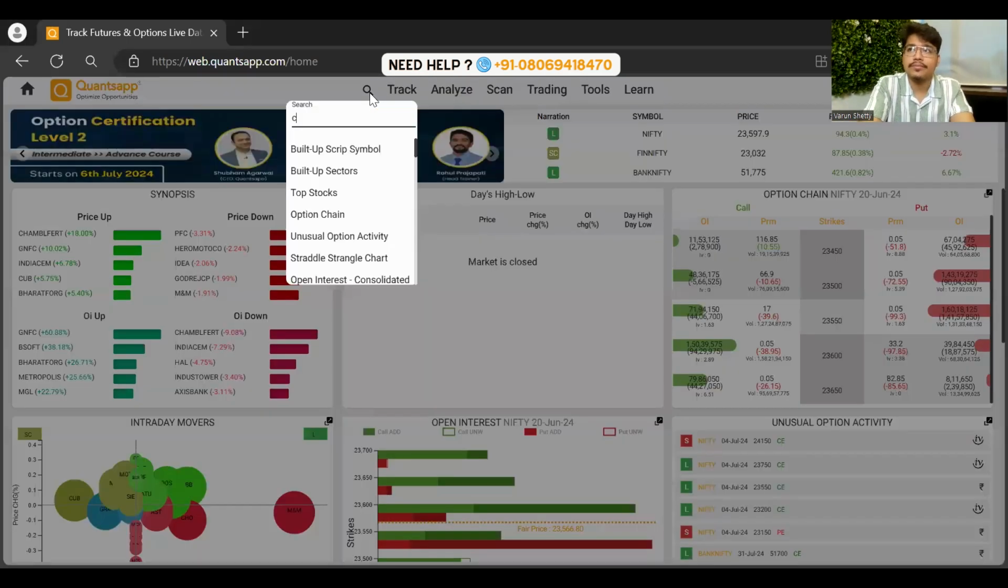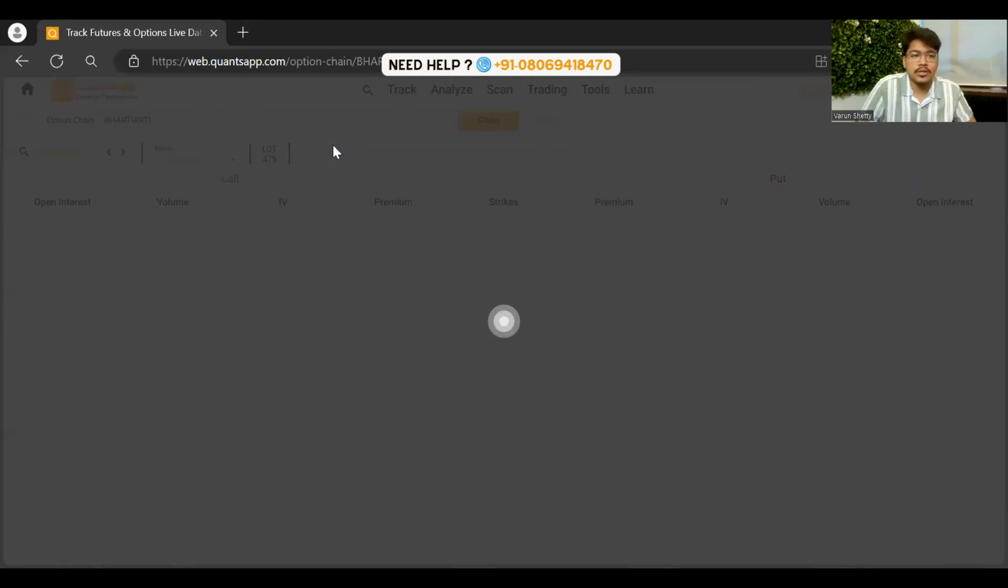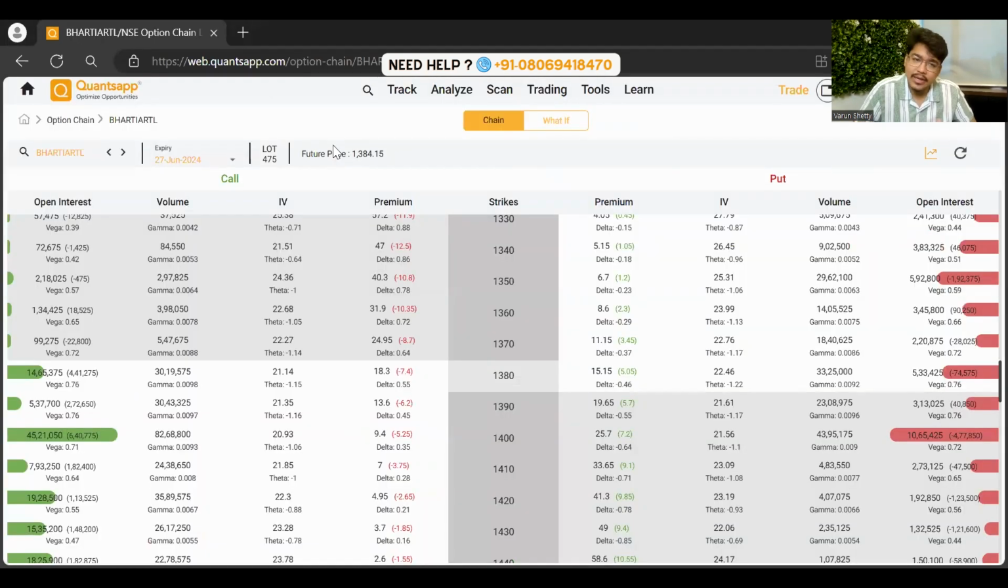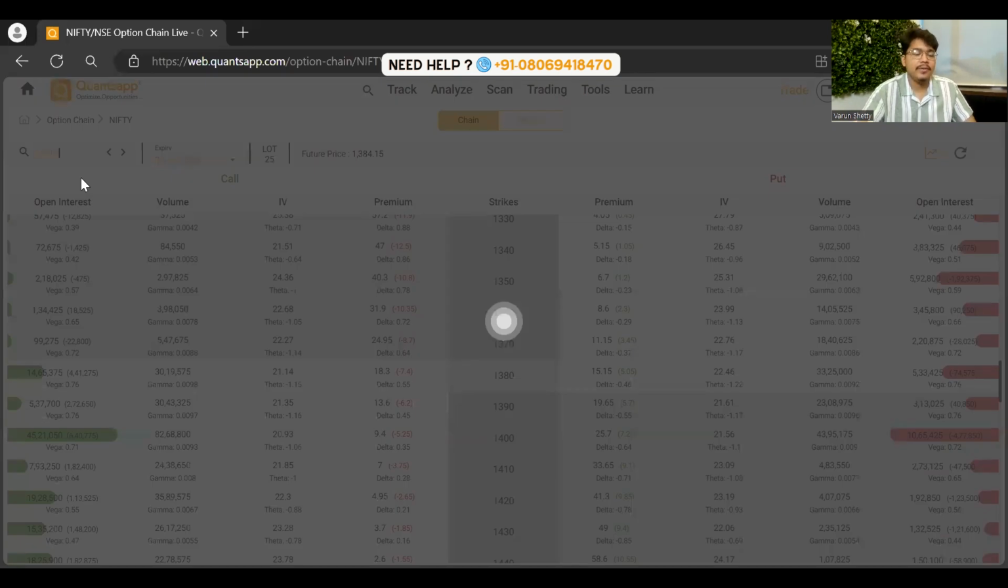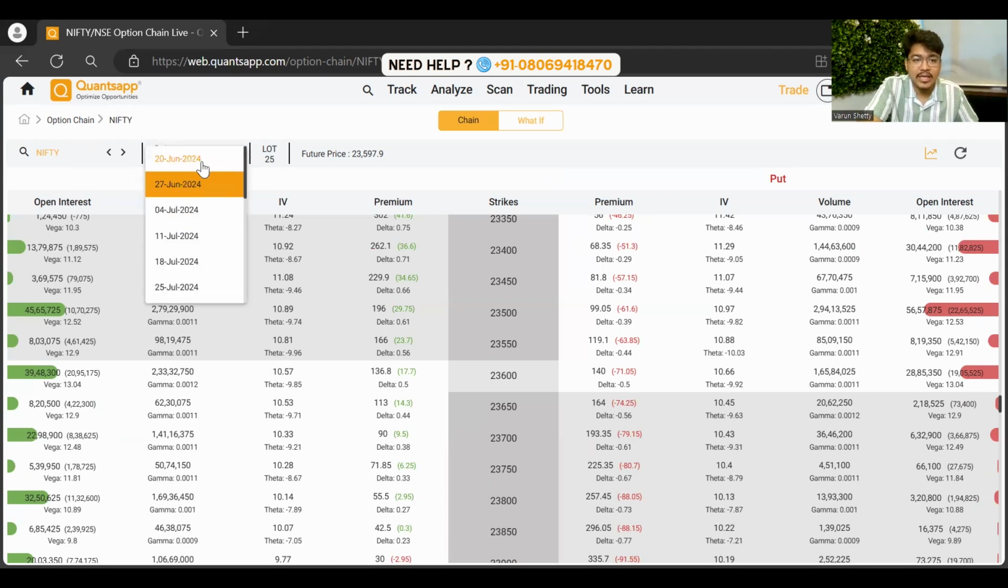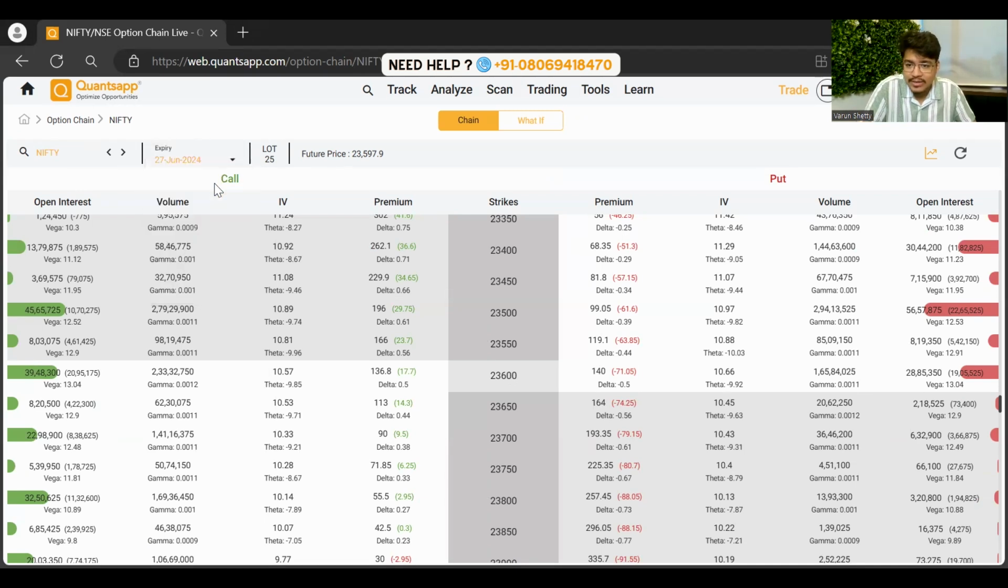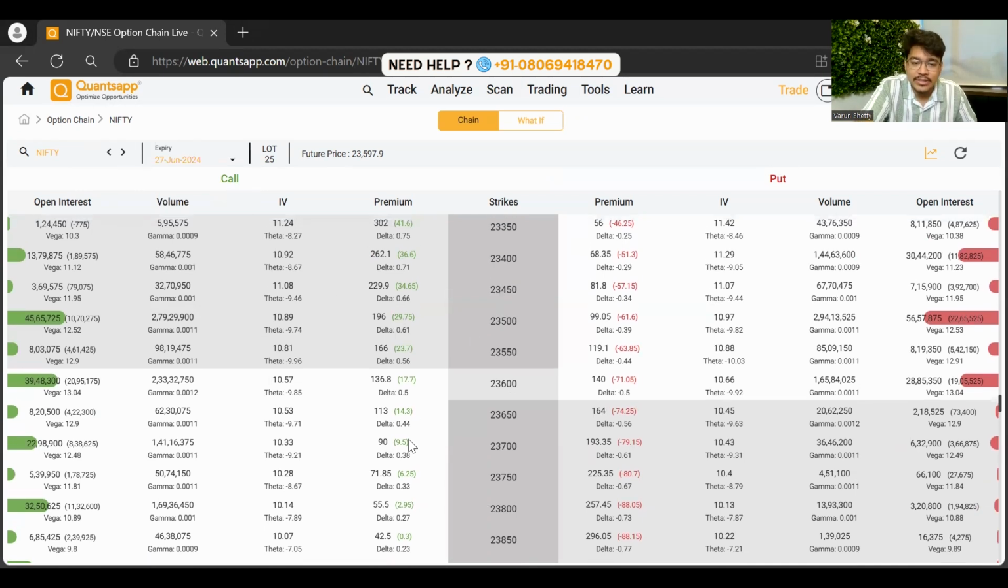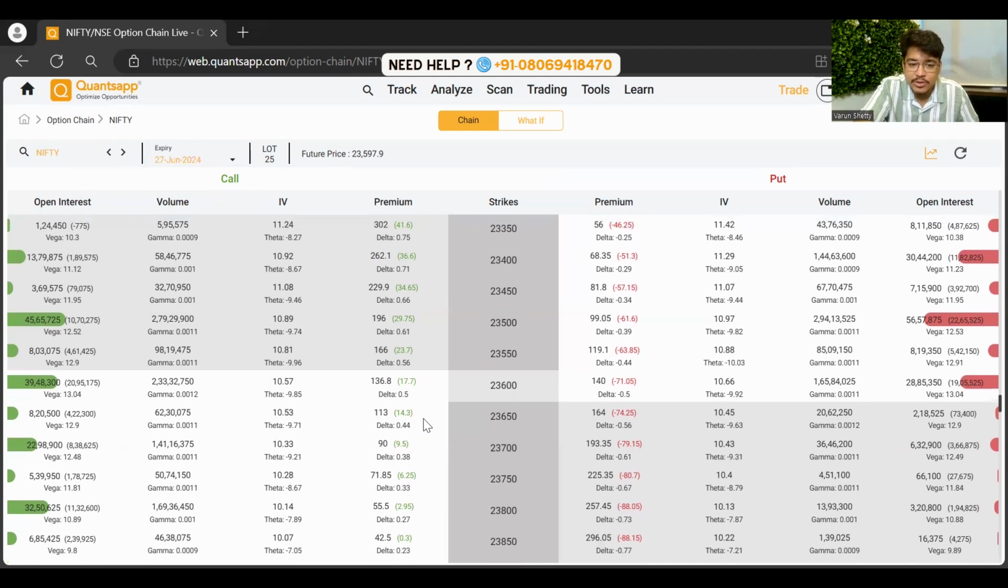I'll open option chain. Option chain is the tool name. You can just search for option chain and open it. Let's open Nifty first. Majorly I know people are index traders, so I'll select Nifty. This is Nifty. You can select the expiry, which can be a weekly expiry or a monthly expiry. Today it was expiry day, so weekly expiry will not help us, so I'll just add the monthly expiry. 27 June, as of the time of recording this video, is the monthly expiry. And you can see this is Nifty's option chain.